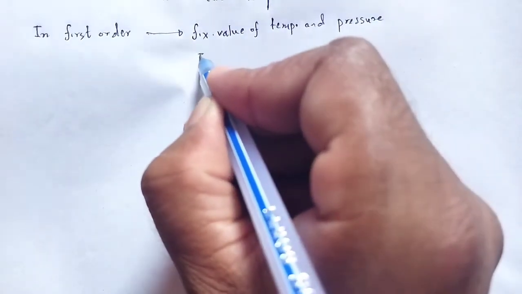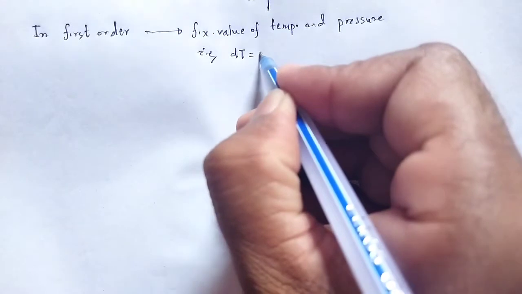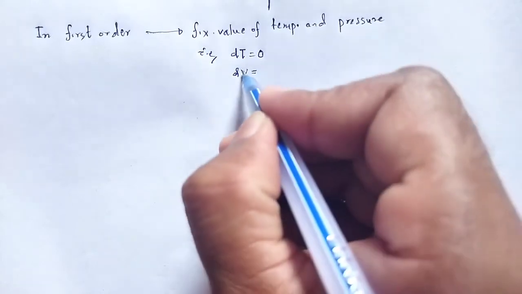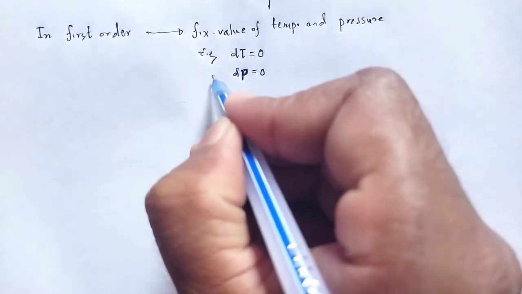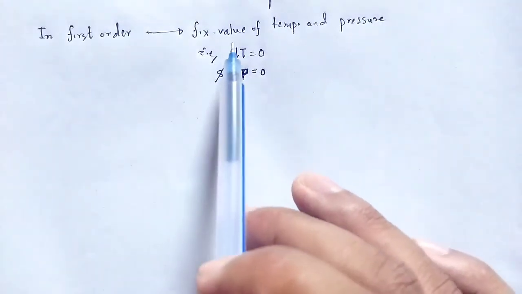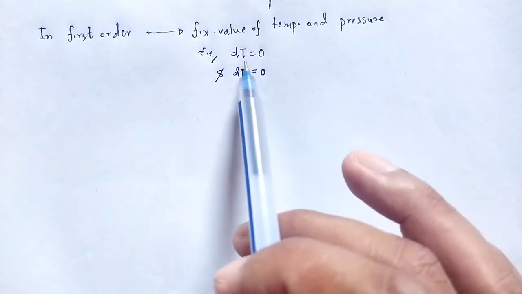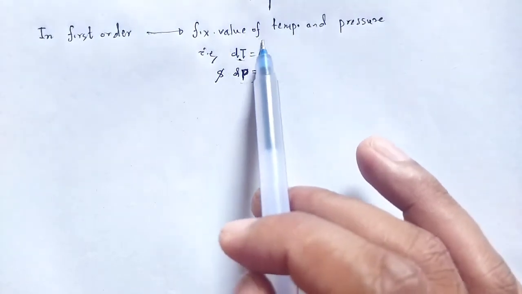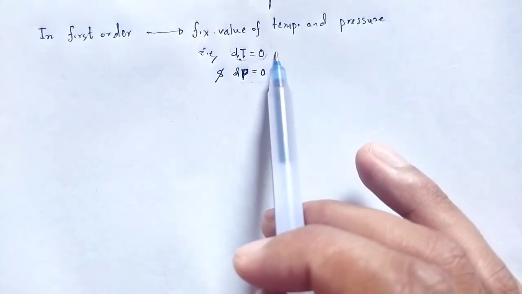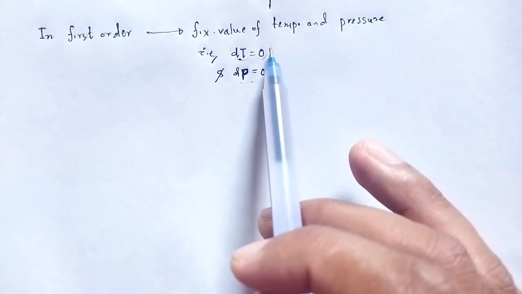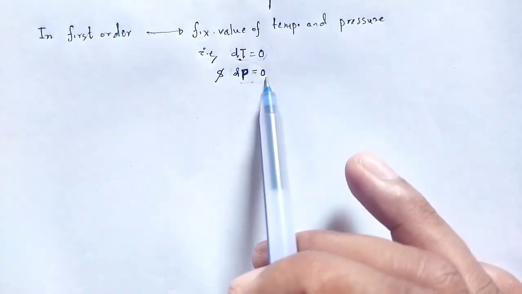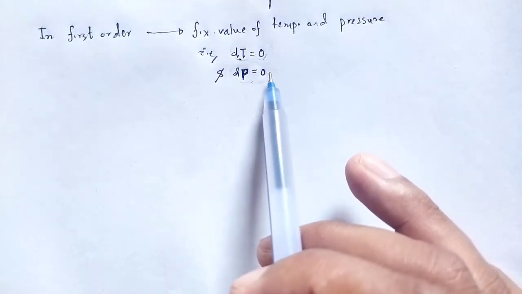That means the change in temperature will be 0 and the change in pressure will be 0. These changes occur in case of first order phase transitions. Change in temperature is 0 means temperature is constant, so it is an isothermal process, and change in pressure is 0 means pressure is constant. That thermodynamic process is known as an isobaric process.